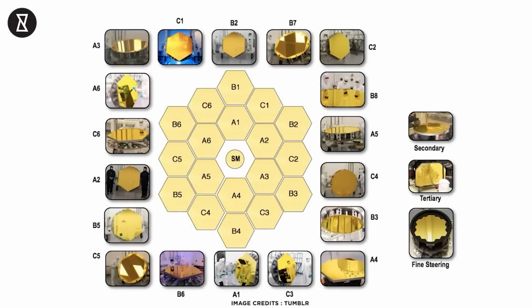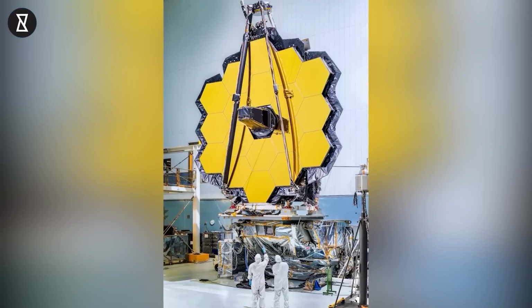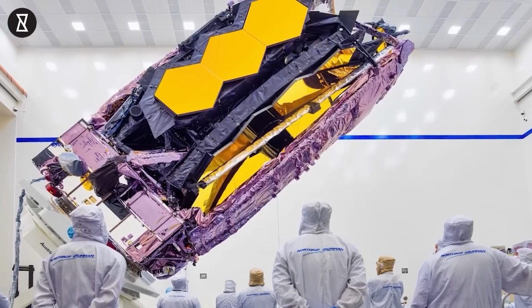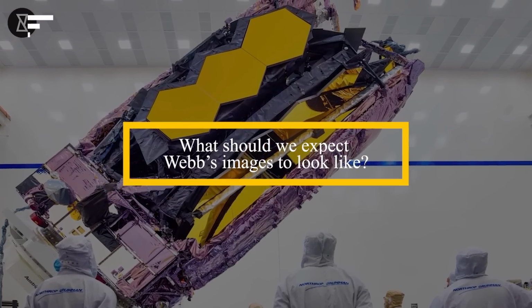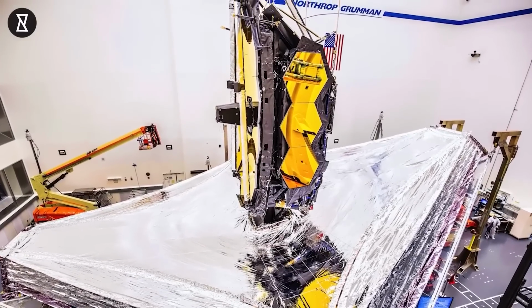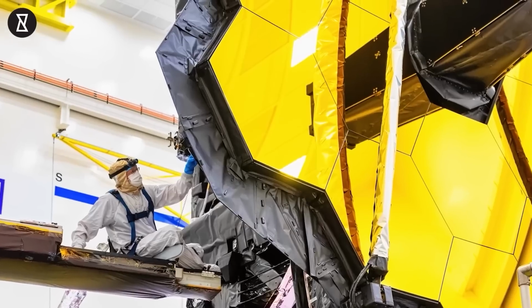NASA has announced that they will be releasing the next batch of photographs on the 12th of July, and the entire space industry and the world cannot wait to see what they hold. So what should we expect Webb's images to look like? While thorough preparation for Webb's initial full-color photographs has been ongoing for quite some time, the new telescope's capabilities make it impossible to forecast what these first images will look like.